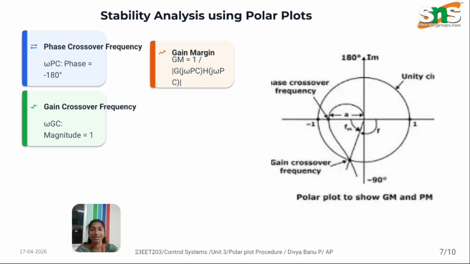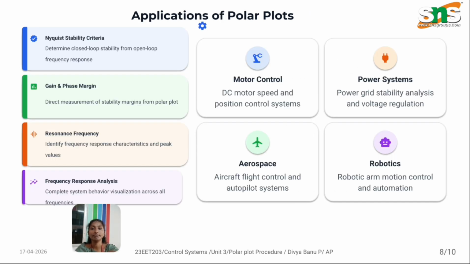Coming to the applications of polar plots: the Nyquist stability criterion, which determines the closed loop stability from the open loop frequency response, gain and phase margins, resonant frequency and frequency response analysis. The applications are aerospace, power systems, robotics, and motor control. Wherever the system needs stability, without these calculations and plots the stability cannot be analyzed. This type of analysis can even be done through software platforms, and we can ensure the stability before we implement it on the hardware side.